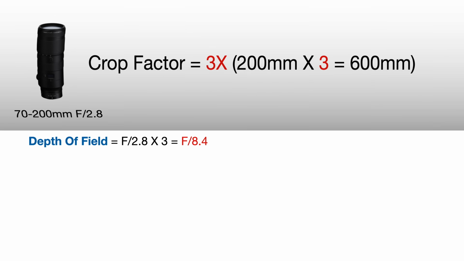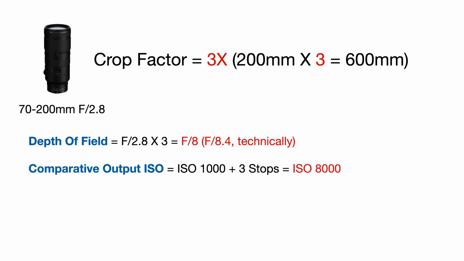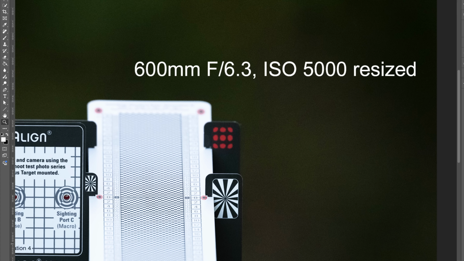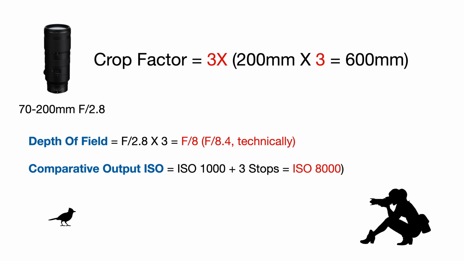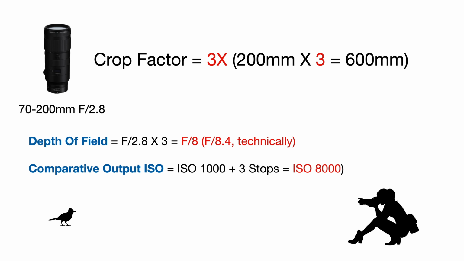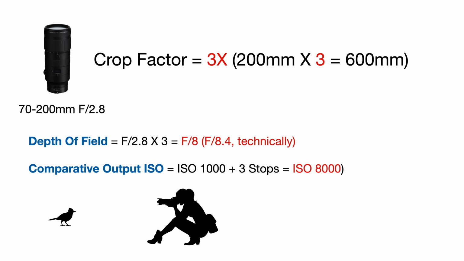For comparative output ISO, we don't multiply but instead use stops. With the 200mm to 600mm comparison, instead of ISO 1000, the output looks 3 stops worse, so more like ISO 8000. That's why our f6.3 lens had the ISO edge for comparative output against the 2.8 shot. As a side note, if you actually wanted to fill the frame the same way you would with a 600mm lens without any cropping, you'd need to be 3 times closer to your subject.